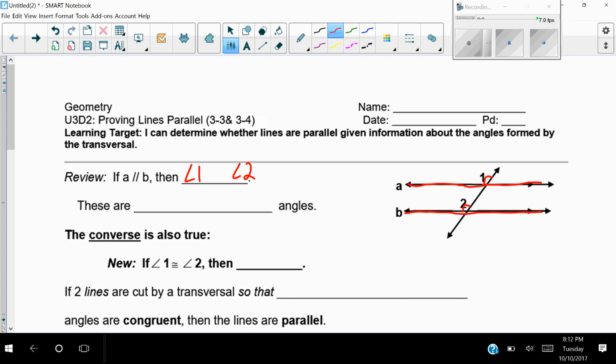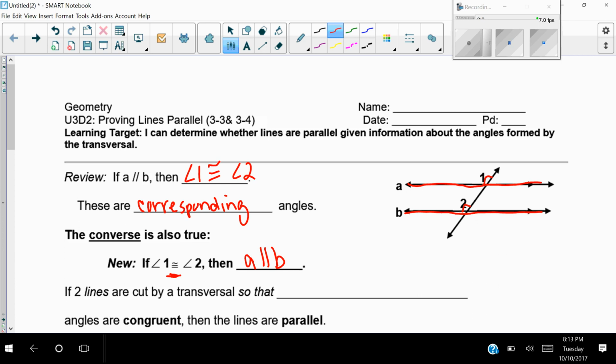In last class, if you remember, that means that angle 1 and 2 are going to be congruent. Corresponding angles are always congruent. These are called, let's write it down, corresponding angles. Okay, now the converse is also true. If angle 1 and angle 2 are congruent, then my lines are parallel. Then A is parallel to B.